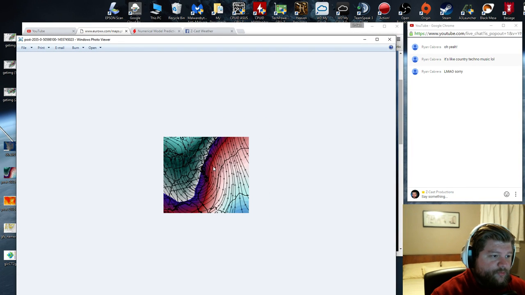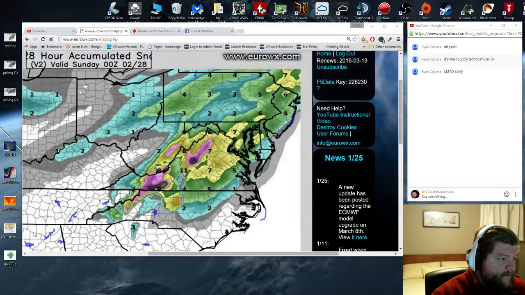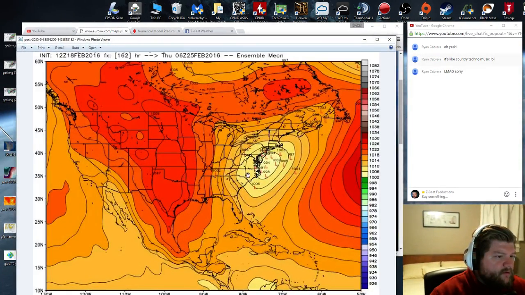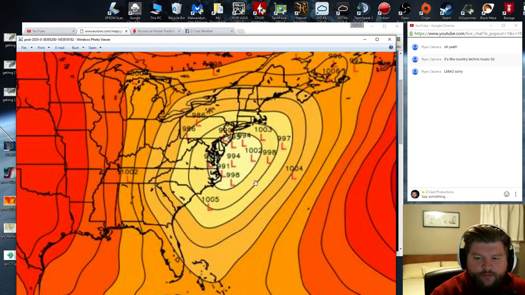Tiny image. Oh, I'm sorry. This is actually the wrong image. Let me bring it up here. And you can see here the cluster of low pressure centers.